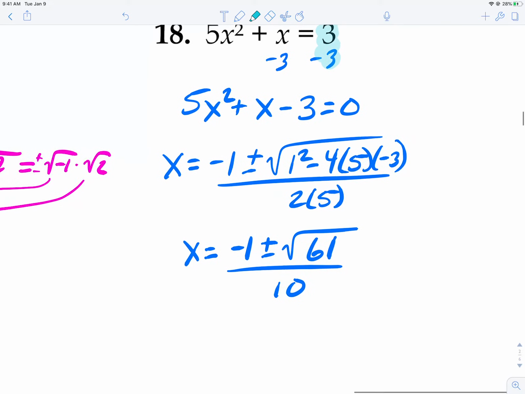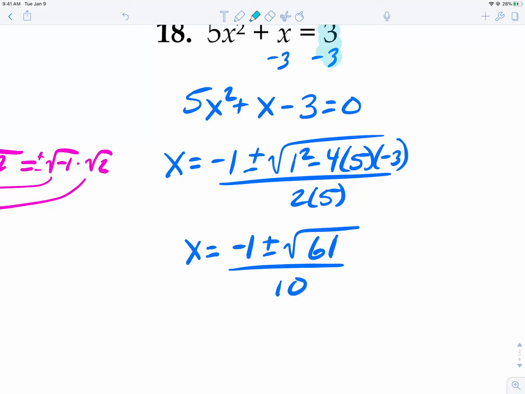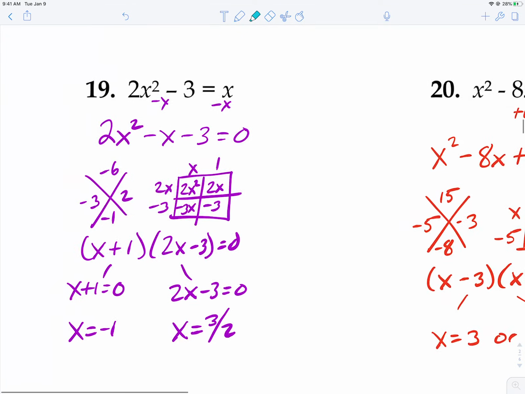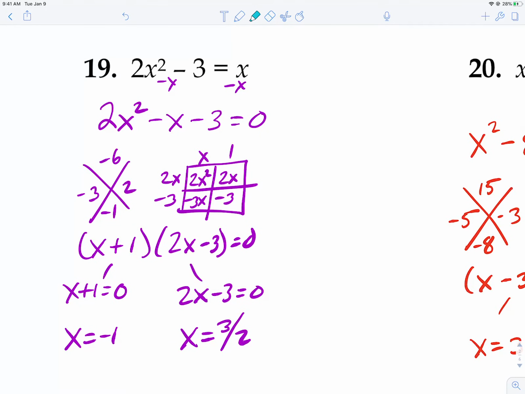And again, you could make that a decimal if you wanted to, and 61 I couldn't simplify. Number 19, again, doesn't equal 0, so I first subtracted x from both sides to make it equal 0. And then I decided to see if I could factor this. So a times c is negative 6, and the coefficient of x, b, is negative 1, and that does actually work. So the two numbers that multiply to negative 6 and add to negative 1 are negative 3 and 2.